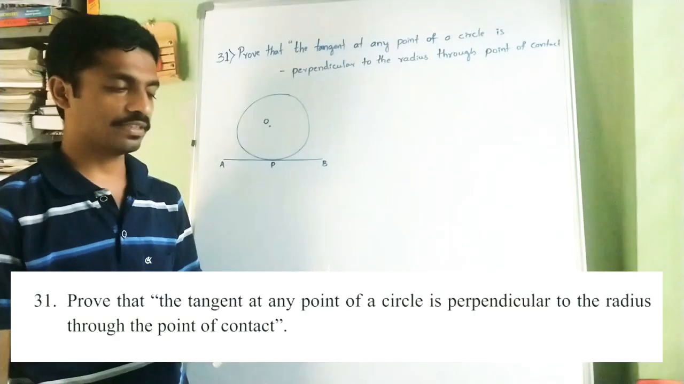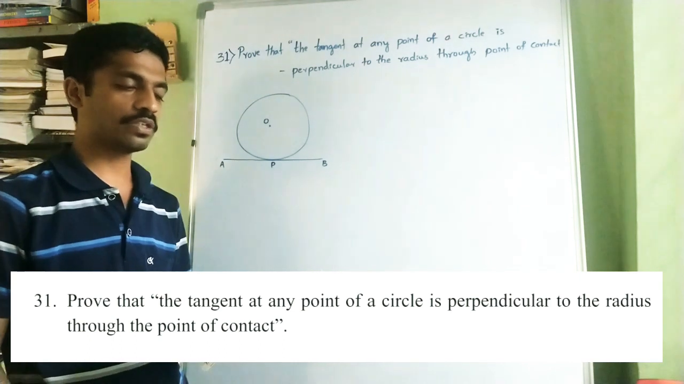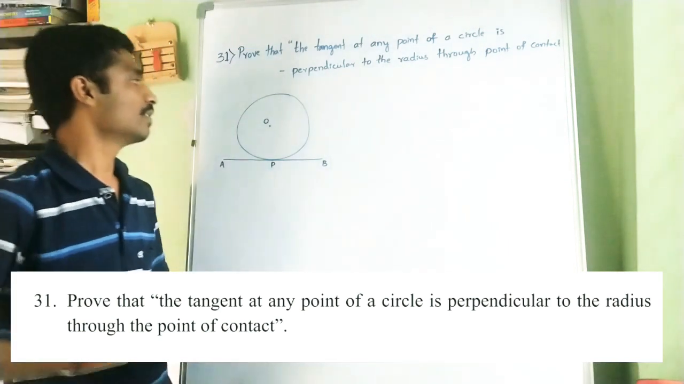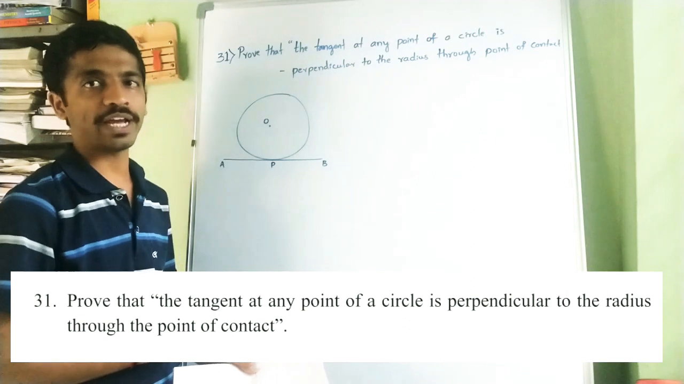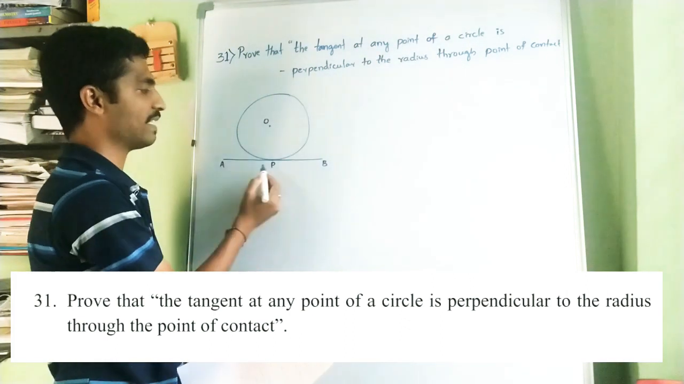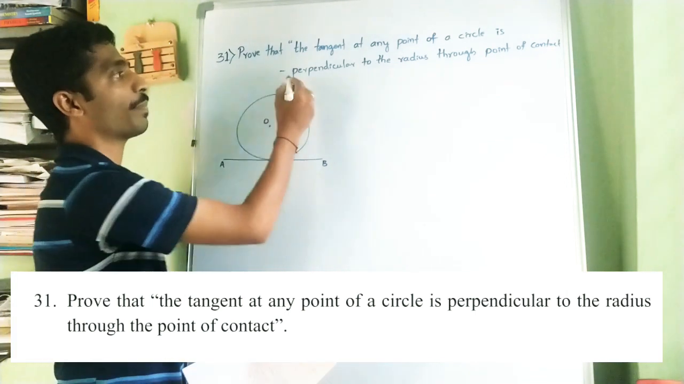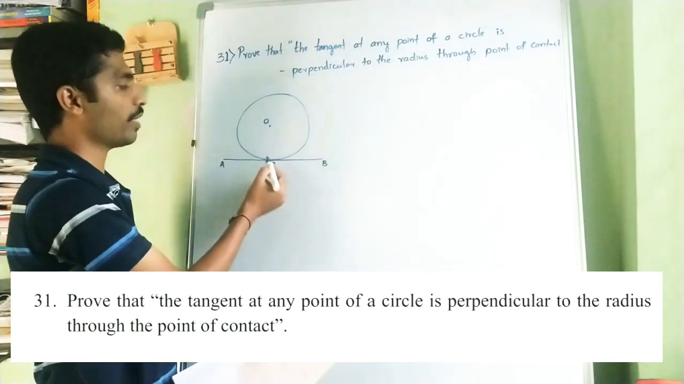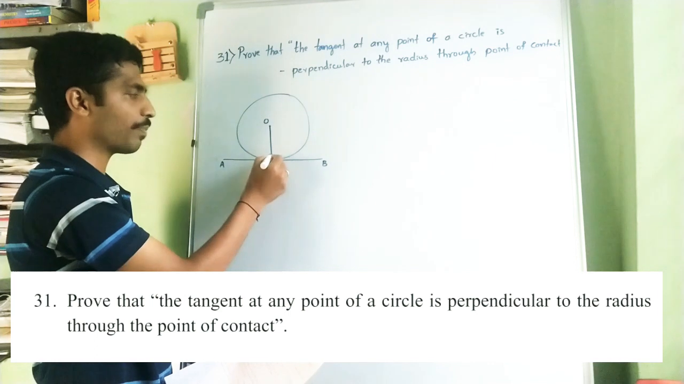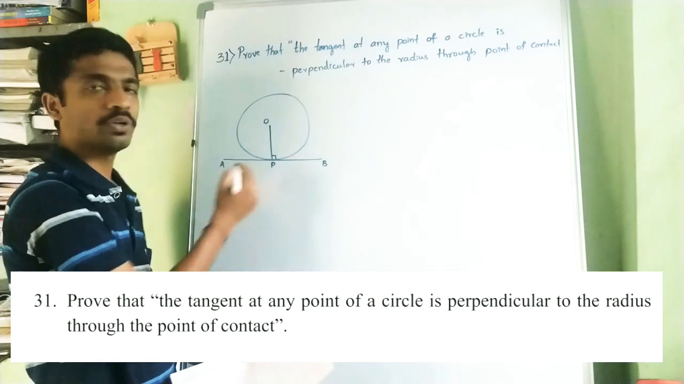Next question, prove that the tangent at any point of a circle is perpendicular to the radius through the point of contact. Here they have given the statement, you have to prove that the tangent at any point of a circle. Let's take AB as a tangent and P as the point of contact, and that is perpendicular to the radius through that point of contact. So here we have to show that OP is perpendicular to AB, or AB is perpendicular to OP.